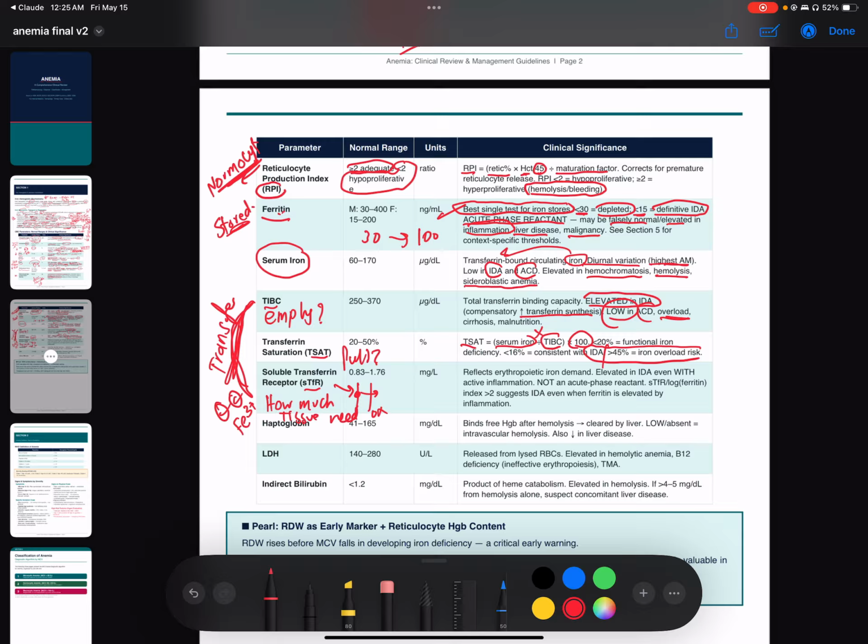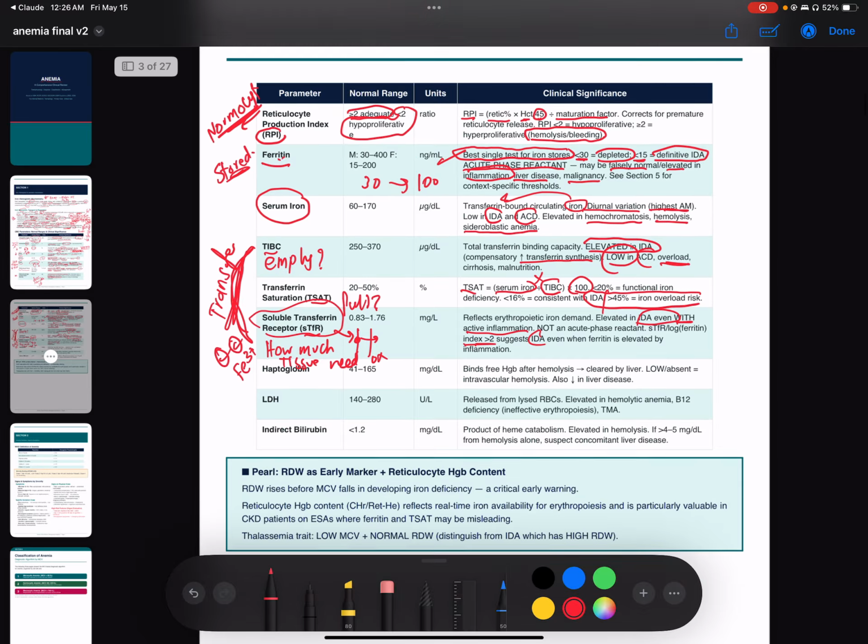So if you have high sTfR, that means you have iron deficiency anemia. And this is a really important marker because it's not elevated with active inflammation, versus ferritin. Ferritin is the best single test for iron stores, yes, but it can be affected by inflammation. But this is not an acute phase reactant, so it's not affected by inflammation. So if you have a high sTfR index, that means you have iron deficiency anemia.